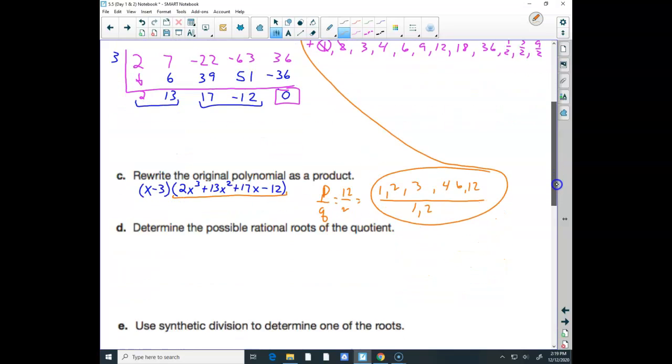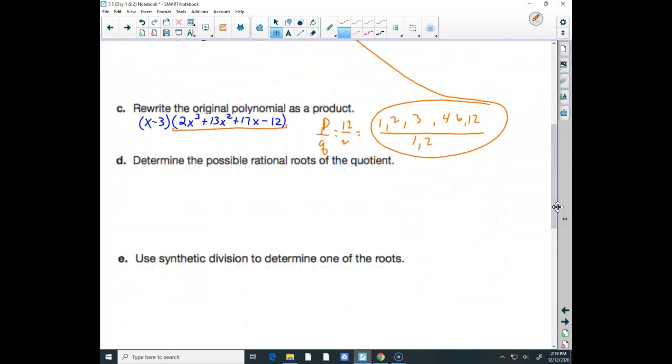All right? So I'm really just looking at plus or minus 1, 2, 3, 4, 6, 12, a half, 3 halves, and that's it. So now I just shorten them down. So I got 1, 2, 3, 4, 6, 12. 1 over 2 is a half, 2 over 2 is 1, so that's in there. 3 over 2 is 1.5, 4 over 2 is 2, 6 over 2 is 3, 12 over 2 is 6. Those are in the list already.